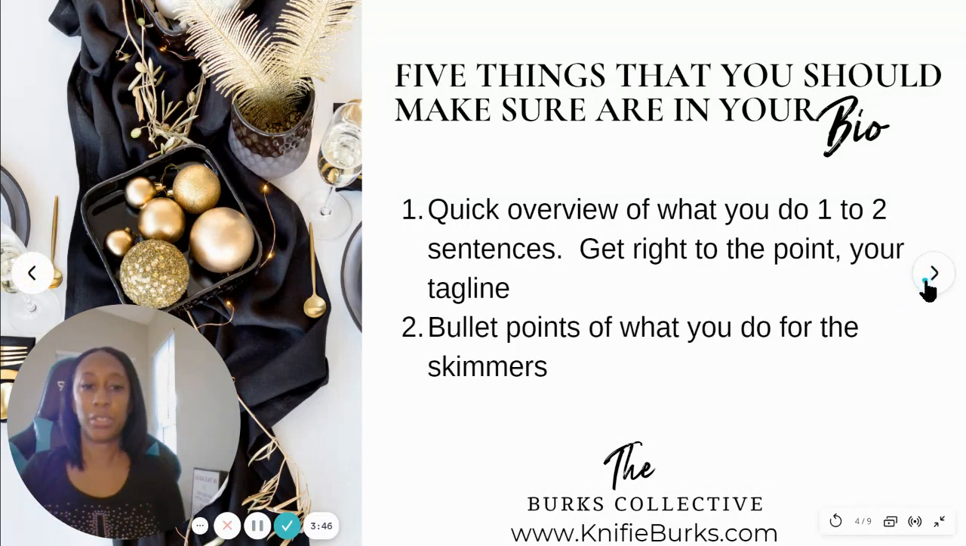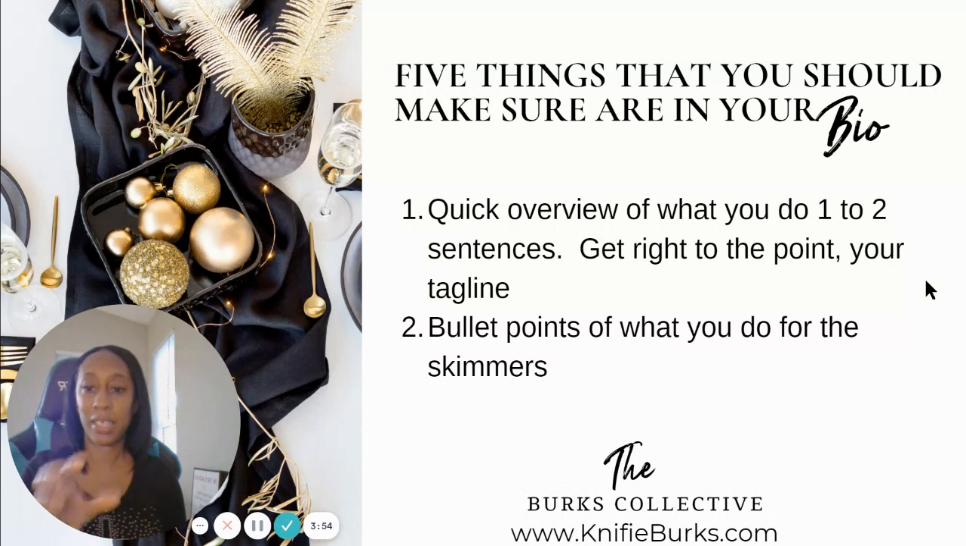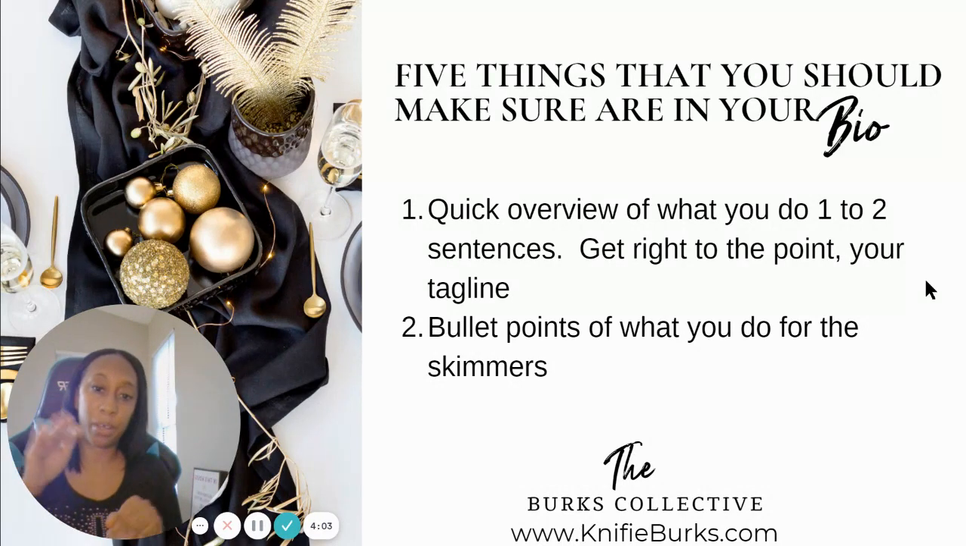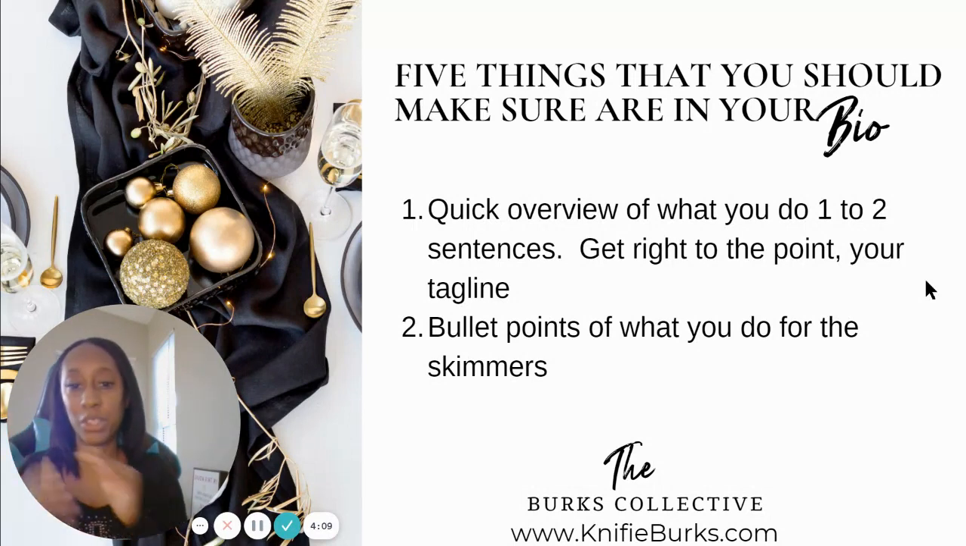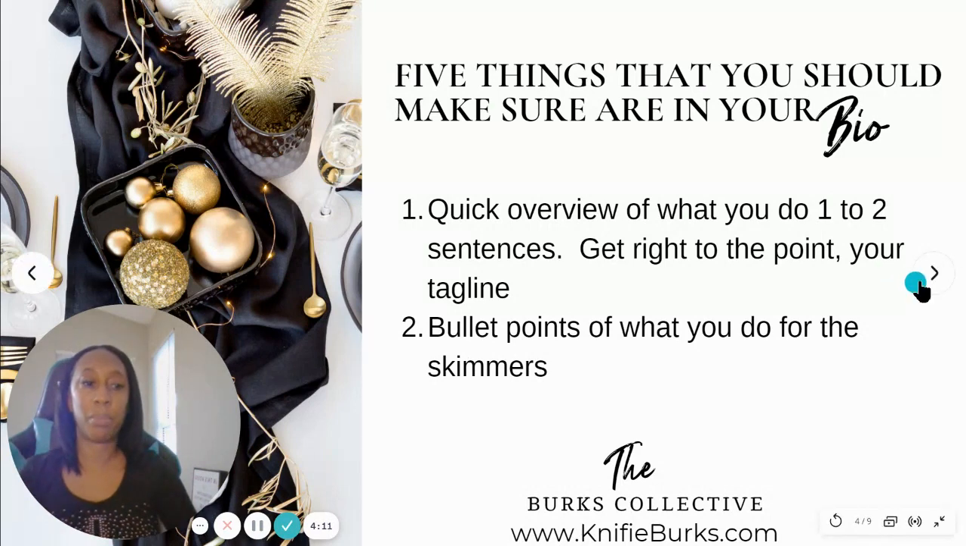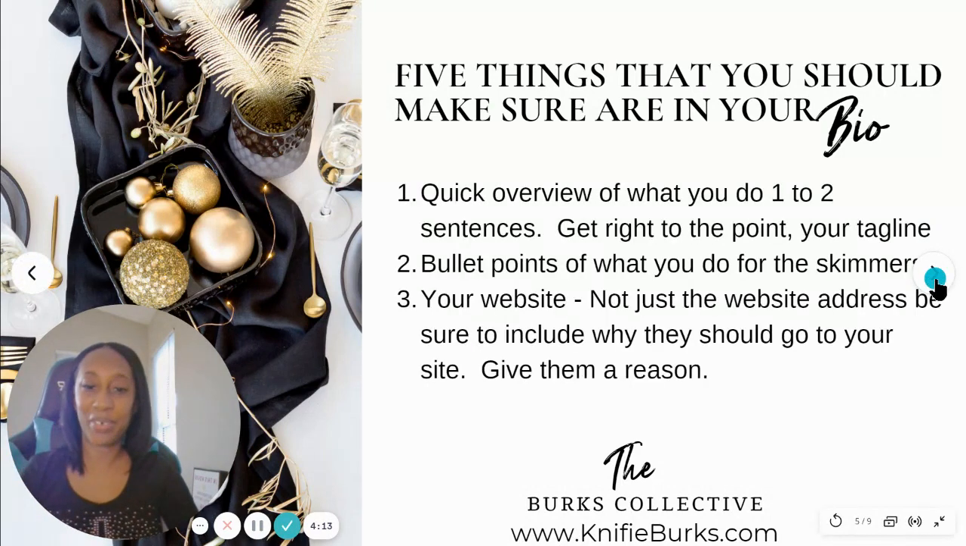The next thing that you can do is do bullet points of what you do for the skimmers. You know, some of us, we like to skim through. So basically what I did, and I'll show you in a second, was just take what I put in the 1 to 2 sentences above and put it below in bullet points. And when I say bullet points, I basically just did some emojis and then bullet points for the people that like to skim really quickly.